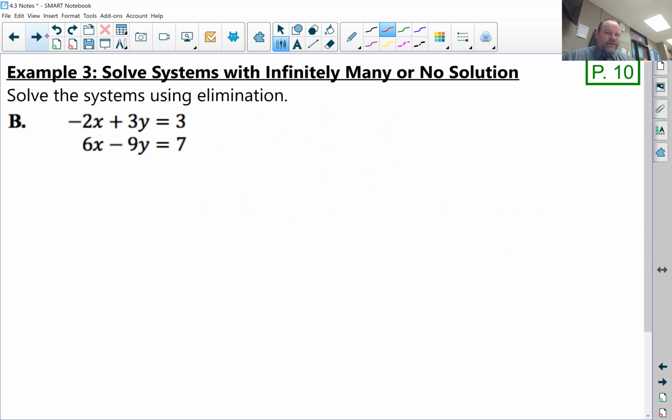All right. Next example, -2x plus 3y equals 3, and 6x minus 9y equals 7. Again, to get opposite coefficients, it looks like I can make the x's opposite by multiplying the top equation by 3. And if I multiply that correctly, -6x plus 9y equals 9.